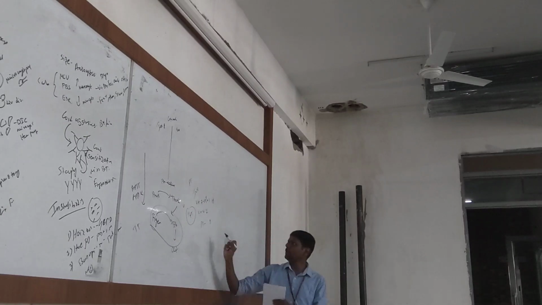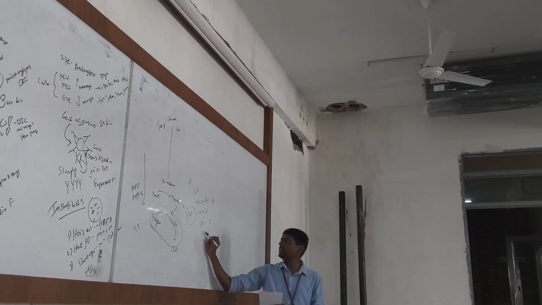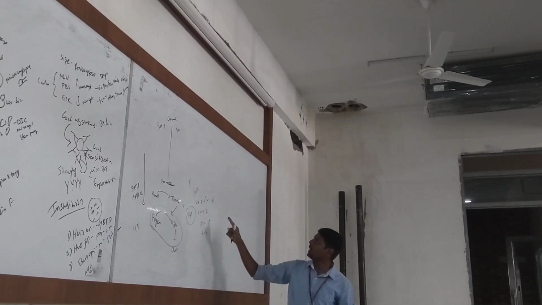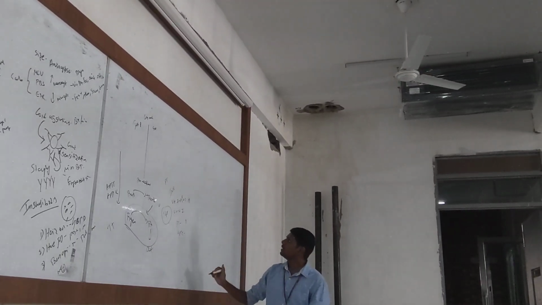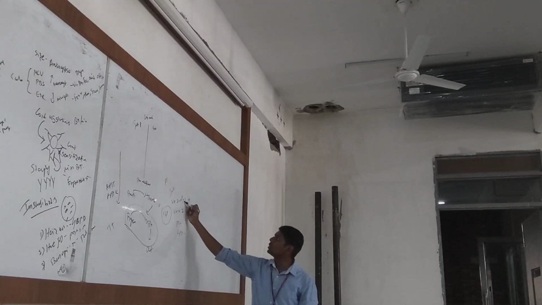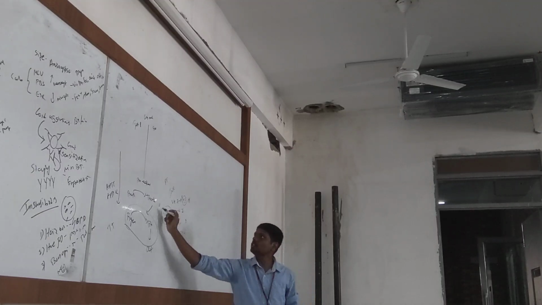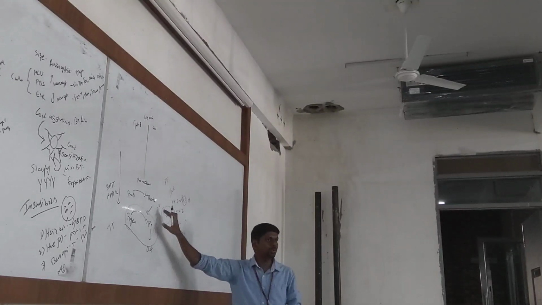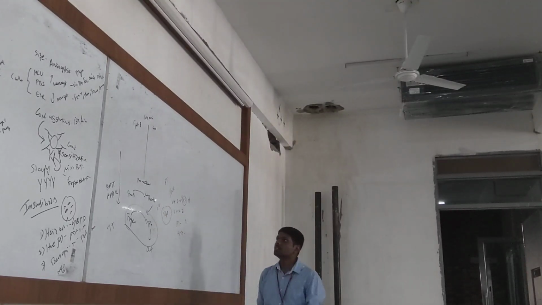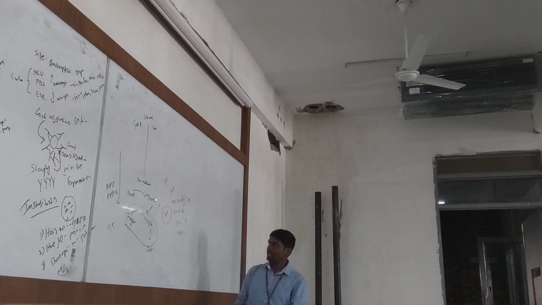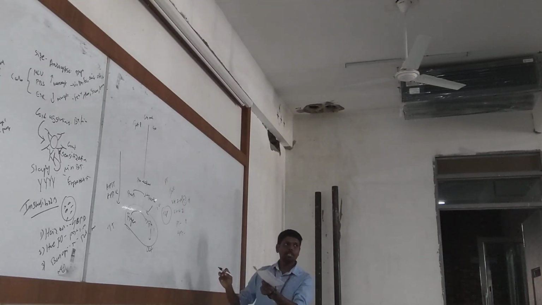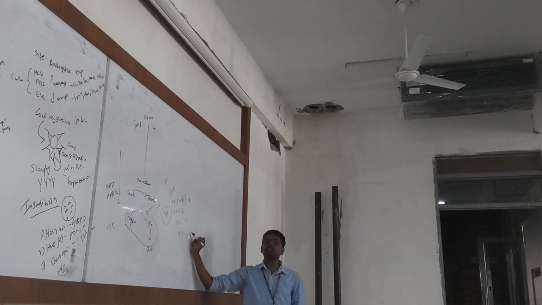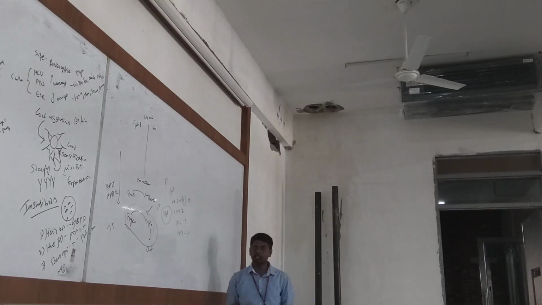Then what about APTT? What factors are there in APTT? Factors 2 and 1 are in the common pathway. Prothrombin and fibrinogen are 2 and 1. So it will either be normal or slightly increased. It will be slightly increased.